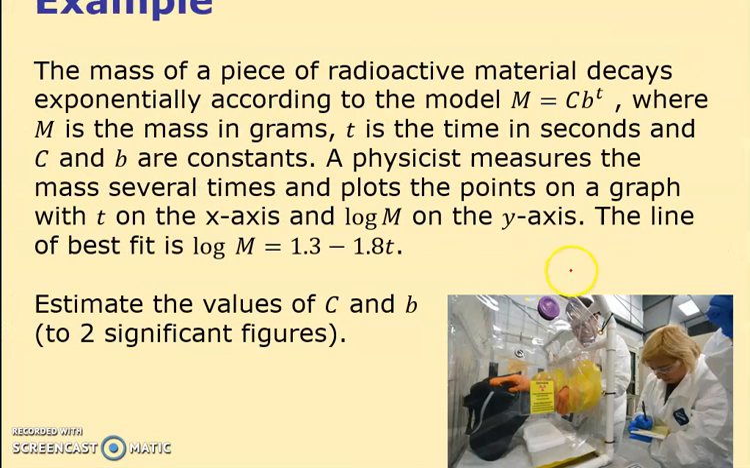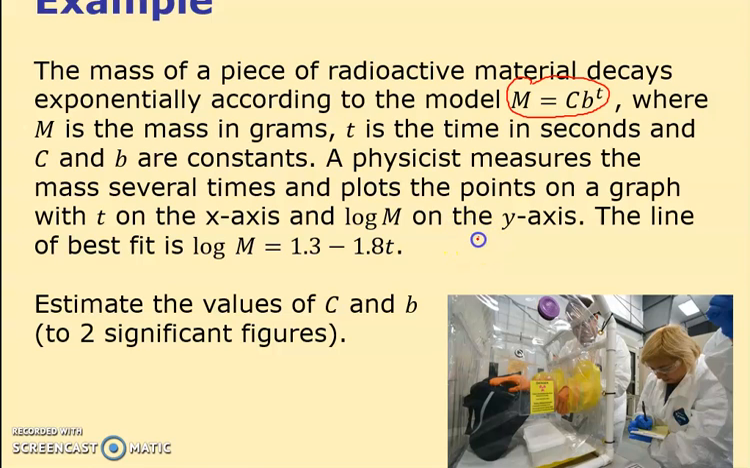So wordy examples then. Mass of some radioactive material, it seems, is modelled using this, where m is the amount of mass, t is the time in seconds, and c and b are presumably the constants we were trying to find. A physicist then measures this and gets some kind of graph from it, and plots t on the x-axis and log m on the y-axis.